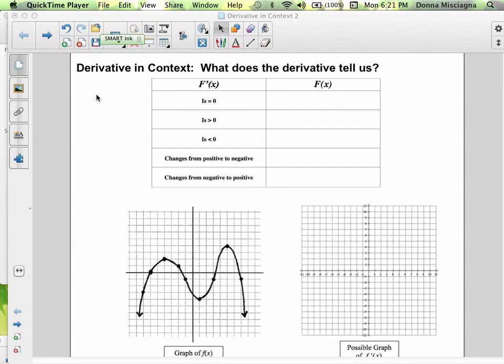Welcome. So you've been learning how to find the derivative. Let's take a step backwards and learn about what the derivative tells us.